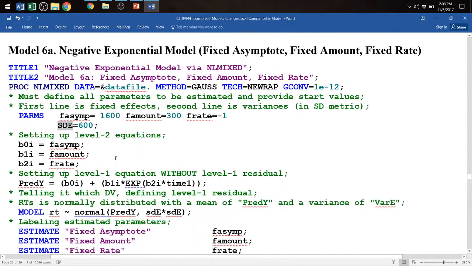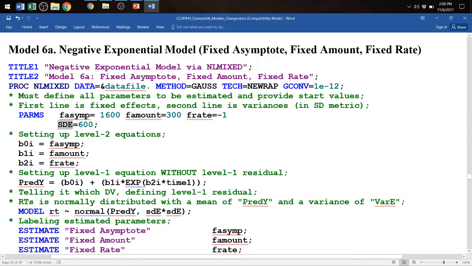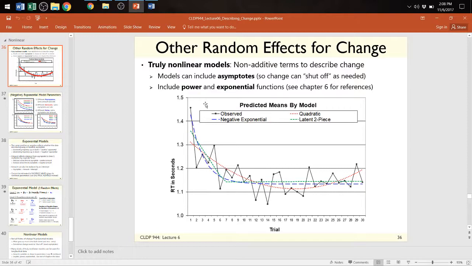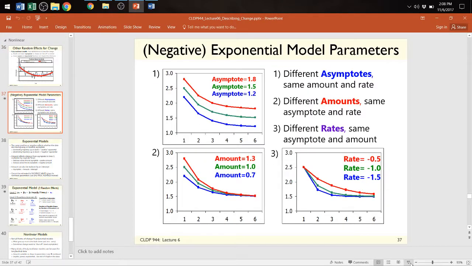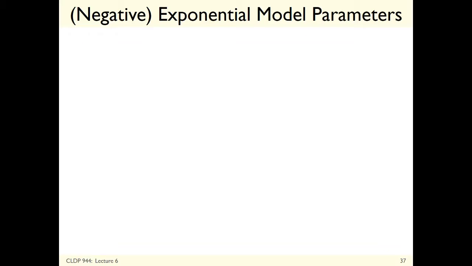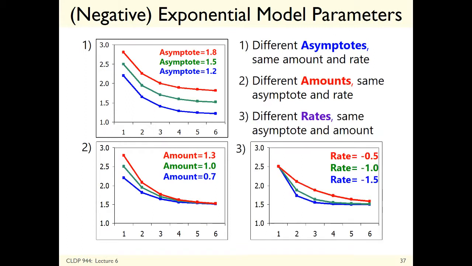Now here's our first model, negative exponential. So let me show you in pictures what this thing looks like. Slide 37 in lecture 6 here. We started this at the end of last time. So this is a nonlinear model that includes an asymptote. It can be either an upper asymptote or a lower one, and other variations of the model may have both. An asymptote in this context is basically the rate of performance if you were to practice infinitely.